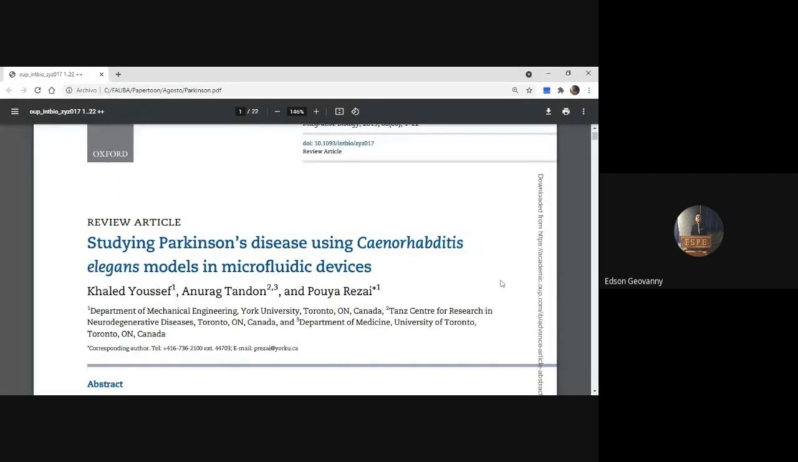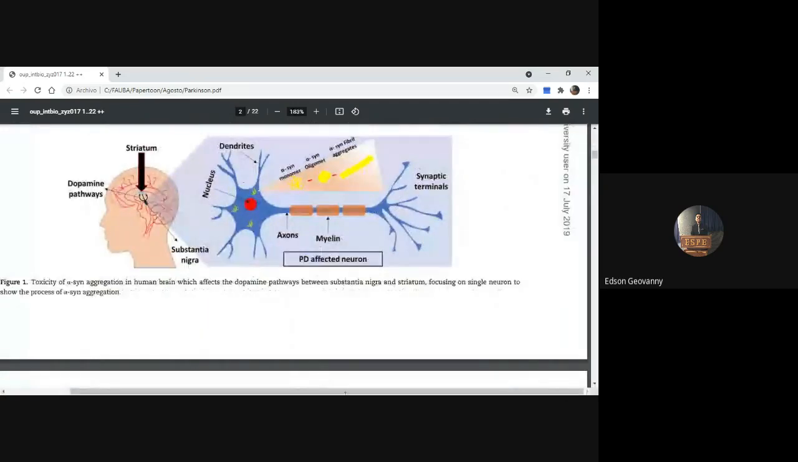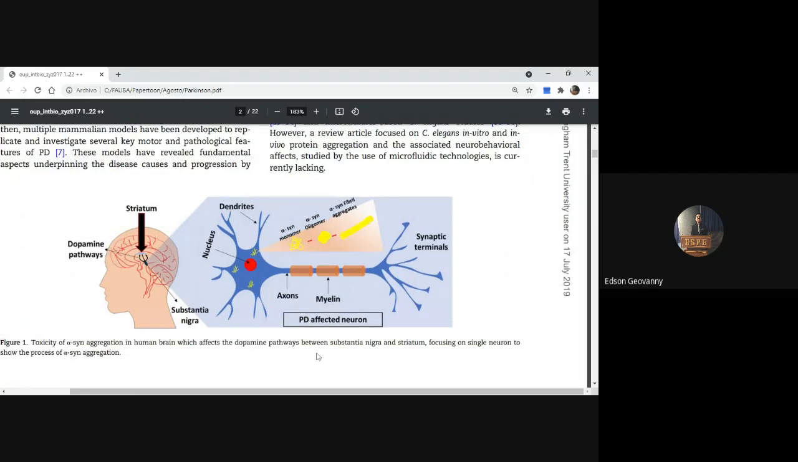The topic is studying Parkinson disease using C. elegans models in microfluidic devices. Parkinson disease is a progressive neurological disorder associated with the loss of dopaminergic neurons. C. elegans offers several advantages for a neurobehavioral study, including a simple neural system. This article looks at microfluidic platforms, suitable for in vitro studies.